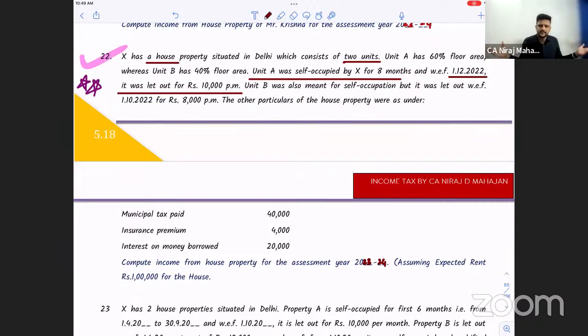So, bacho, now we are mixing the cases here. That means, bacho, if the property is SOP as well as let out, I'm talking about the same property, it is SOP also as well as let out in the same year. We take it as let out for the entire year.